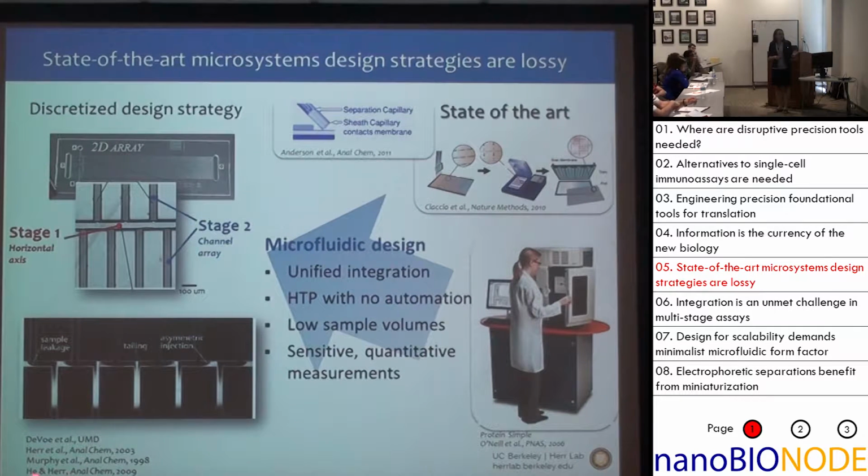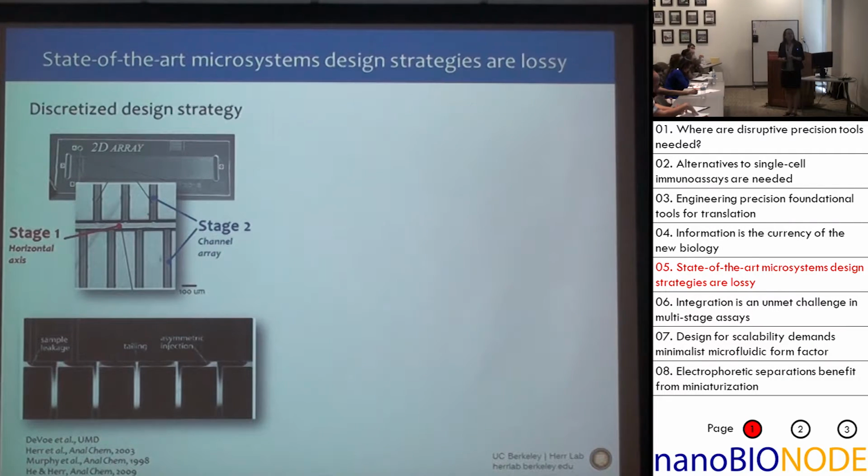So I myself used an approach like this earlier and also in my own dissertation research to be able to do something that's known as 2D electrophoresis. It's another multi-stage assay, not an immunoassay. And I will be the first to say that this approach, what I call a discretized design strategy, is powerful. It lets you integrate different types of measurements. They require different chemical conditions in each channel. But it suffers from some serious limitations, and that was what we were quite interested in overcoming.